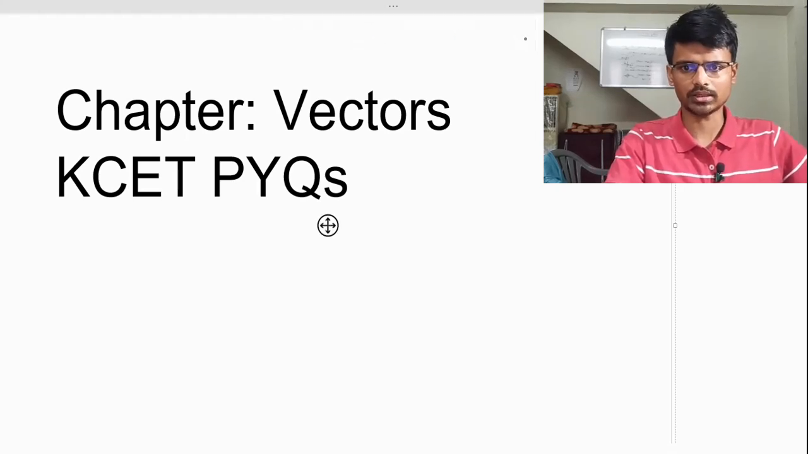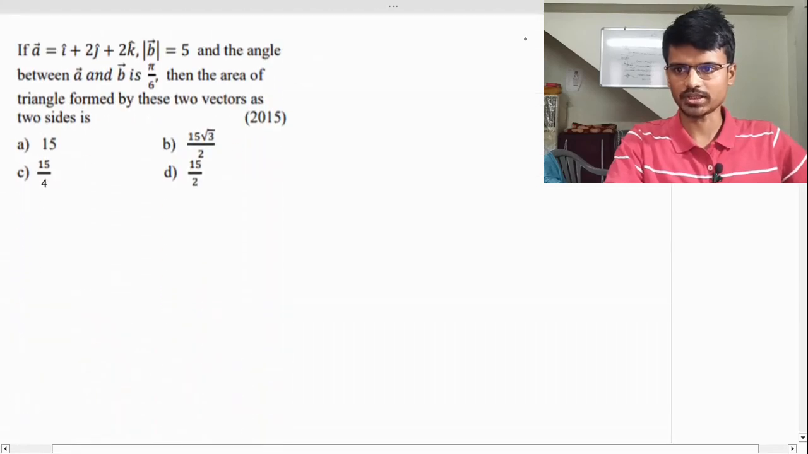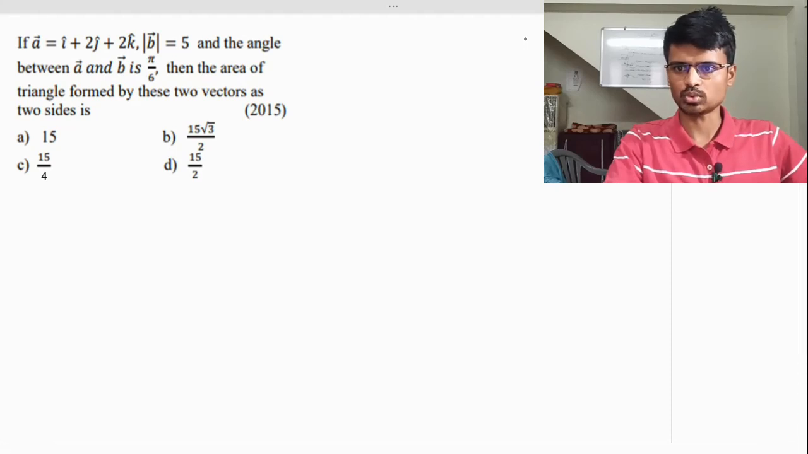So today we are going to discuss questions on vectors chapter. Okay, so let's start. So the first question that we have is, if vector A is I cap plus 2 j cap plus 2 k cap, magnitude of vector B is 5 and the angle between A and B is pi by 6, then the area of the triangle formed by these two vectors as the two sides is.